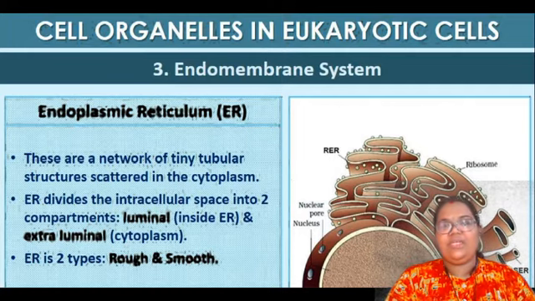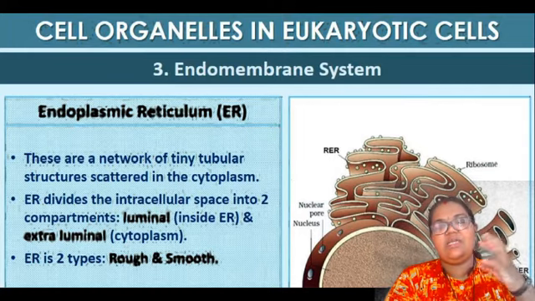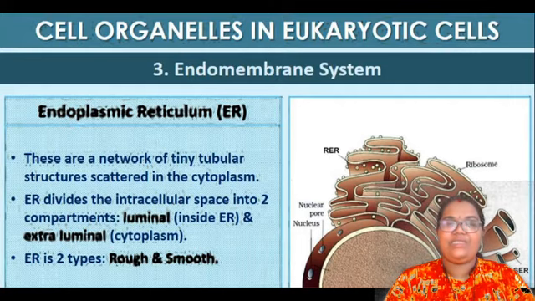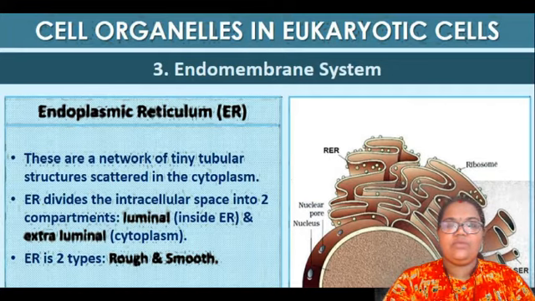According to their structure, that means whether ribosomes are present or not, we can divide the entire ER into two: RER and SER, that is, rough endoplasmic reticulum and smooth endoplasmic reticulum.